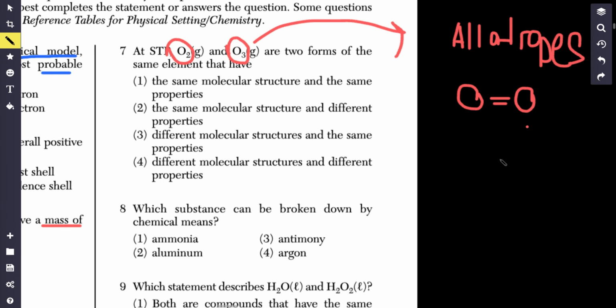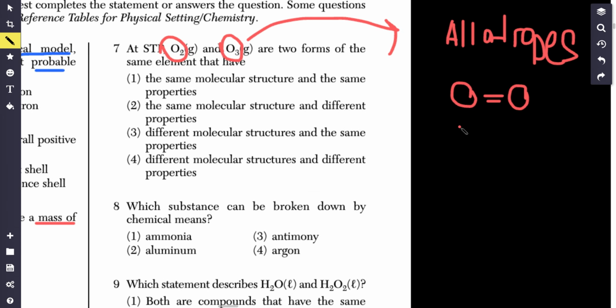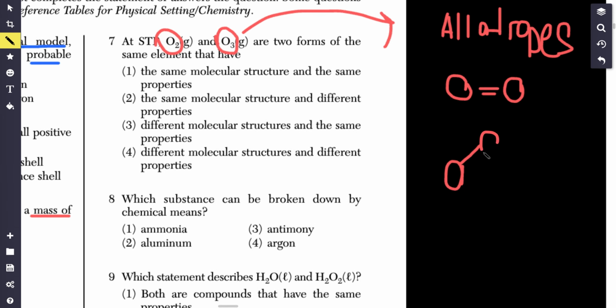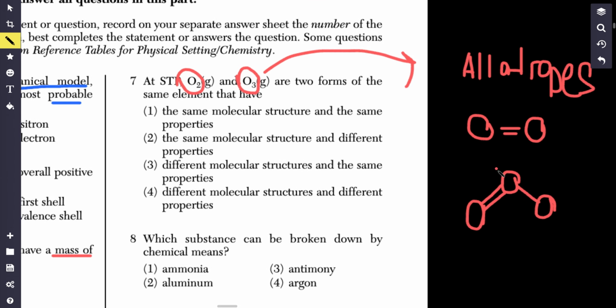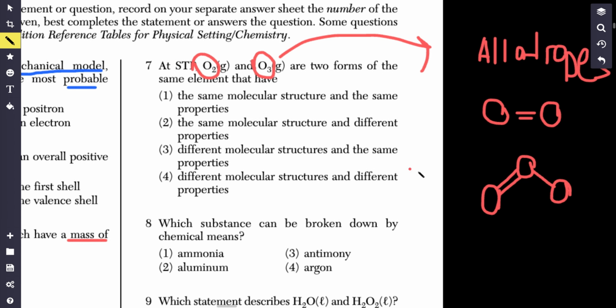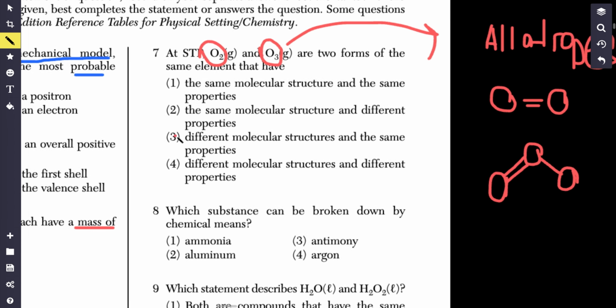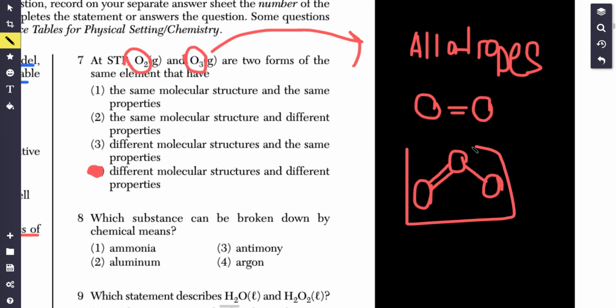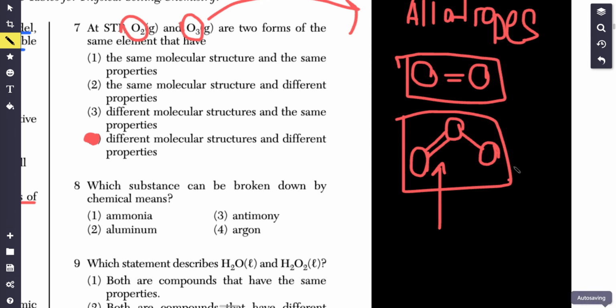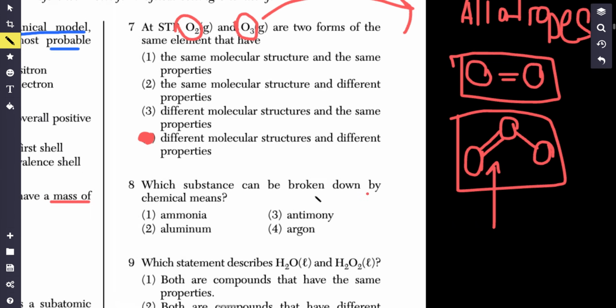I'm too lazy to draw it. But you also have O3, which is basically something like this. This is O3. And they have different molecular structures, obviously, right? Because different amount of atoms, right? You can suspect that they have different structures. So therefore, they're going to have different properties. One gives you life, which is oxygen gas, and one is really bad for you if you get exposed to it, and that's ozone.